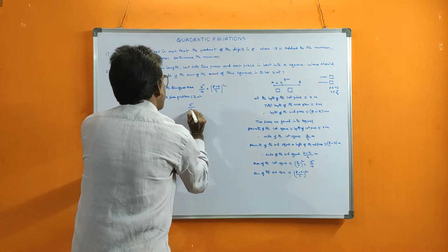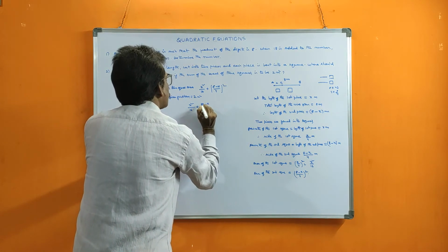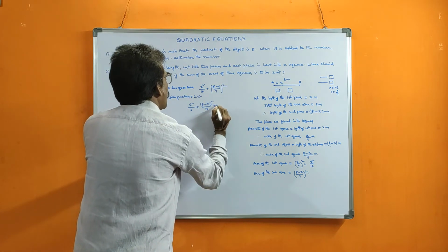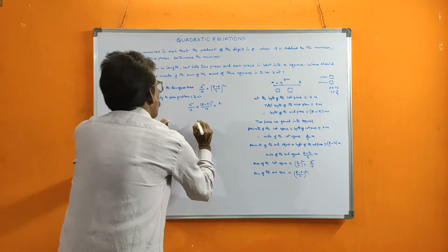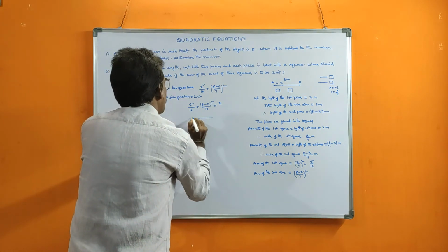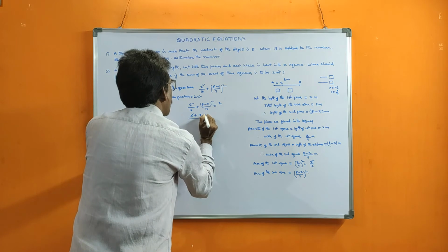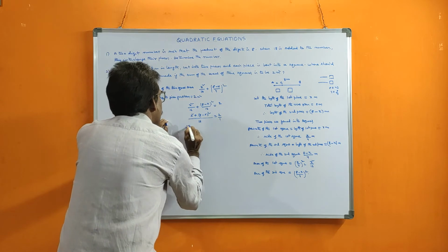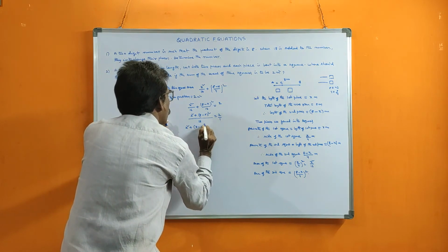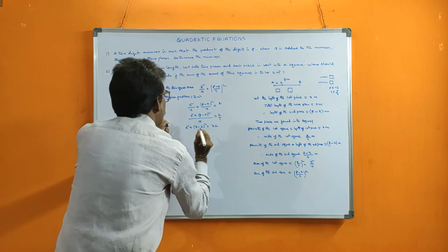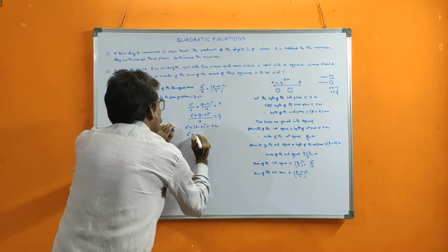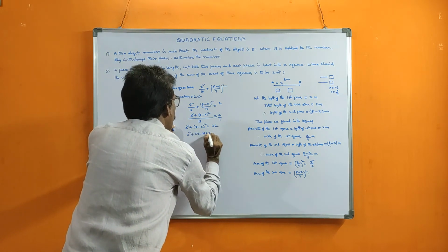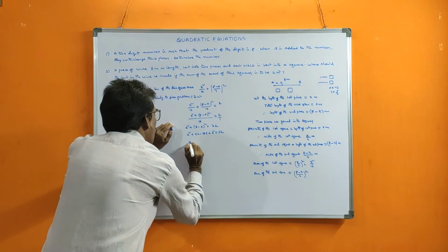So x square by 16 plus (8 minus x) whole square by 16 is equal to 2. Taking LCM 16, x square plus (8 minus x) whole square is 2 into 16, which is 32 by cross multiplication. Now expand further: (a minus b) whole square is a square minus 2ab plus b square, so 2 into 8 is 16x, giving 16x and plus 64, is equal to 32.